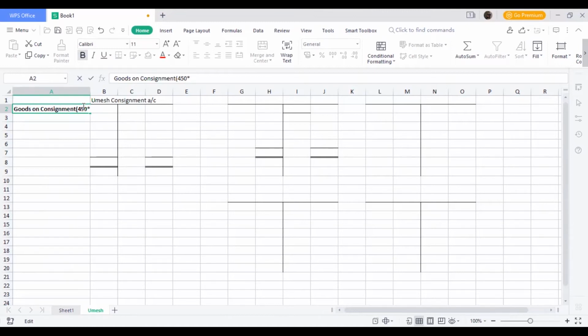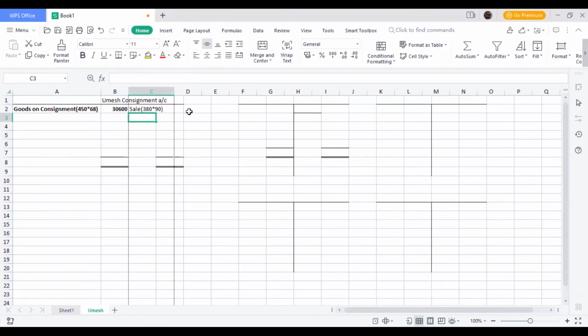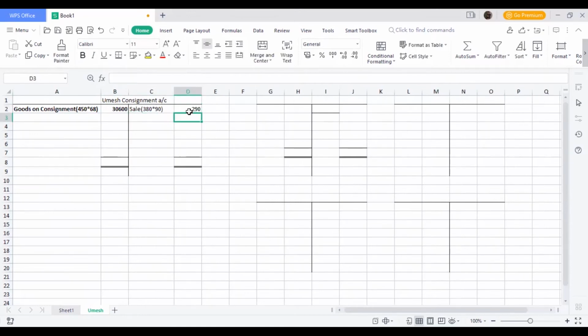And it was 90. Cost was 68. So 450 into 68 is going to be 30,600. On the other side, they made a sale. What is the amount they made? 380 they sold at 90 rupees. So 380 into 90 is going to be 34,200. So let me move on to the sum.